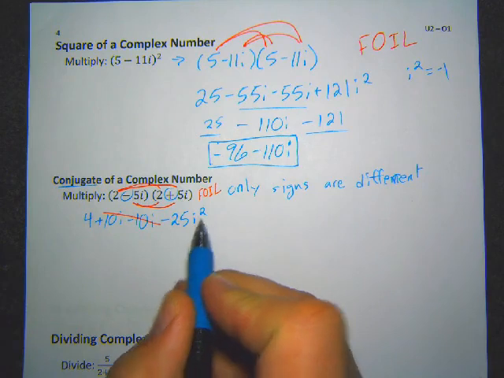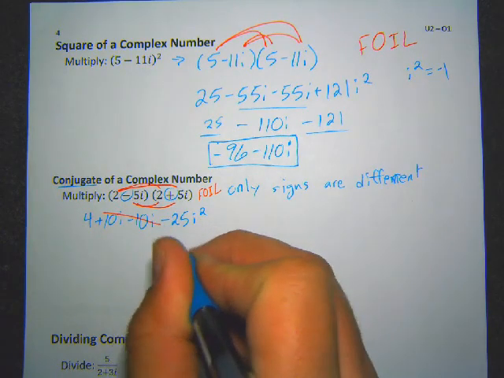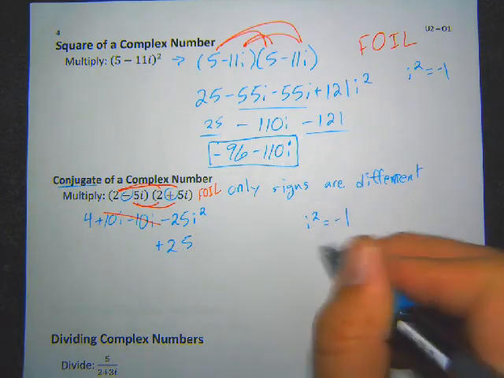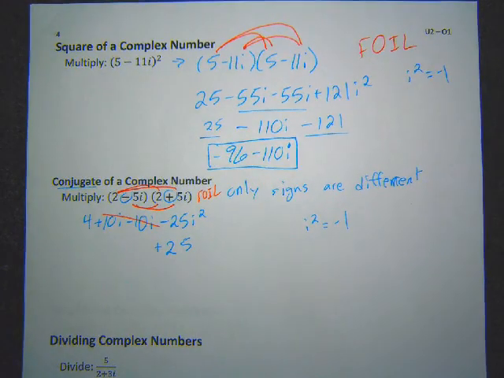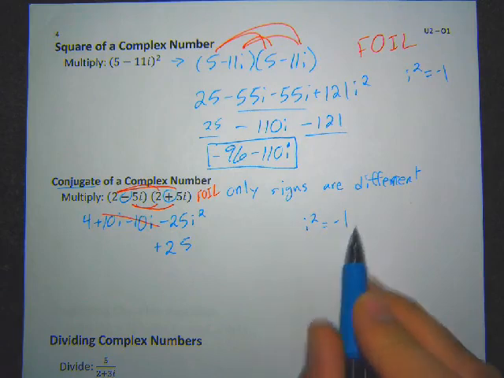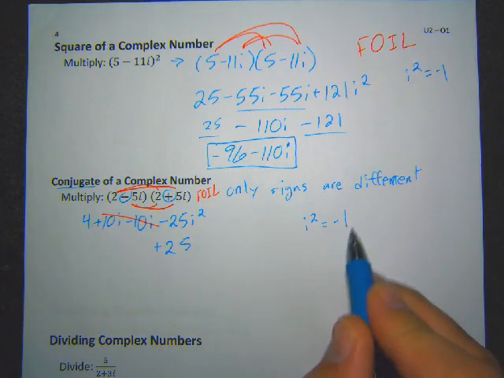And the i squared over here turns this into a positive 25. Because, again, i squared is negative 1. Did I say that enough times? I'm writing it down a bunch of times. I really want you to get this. I can't tell you how many tests I've gotten back where someone just left something as an i squared. And so I know they didn't know that i squared is a negative 1. You should know that as soon as you take i and you square it, you get a negative 1.